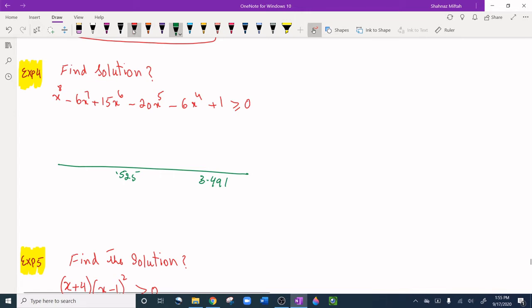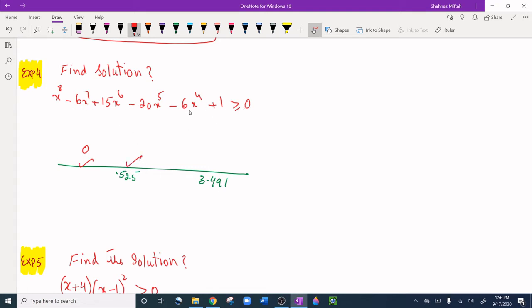Pick something over here, probably just pick 0 here. When I plug in 0 in here, I get 1, which is greater than 0. That works. Plug in 0.525. When I plug in 0.525, I am getting a greater number, and it's greater than 0.